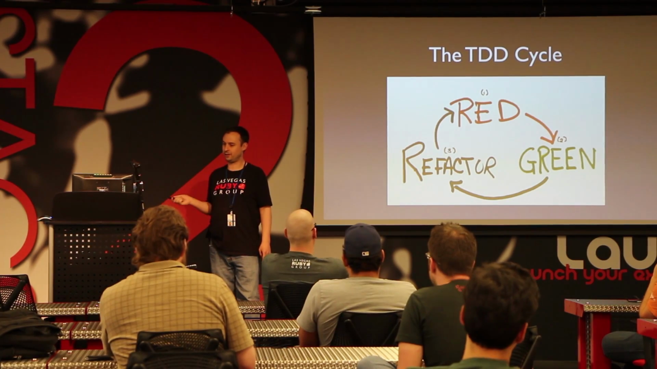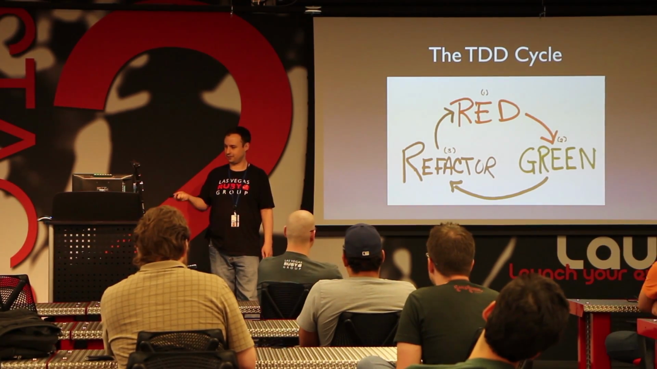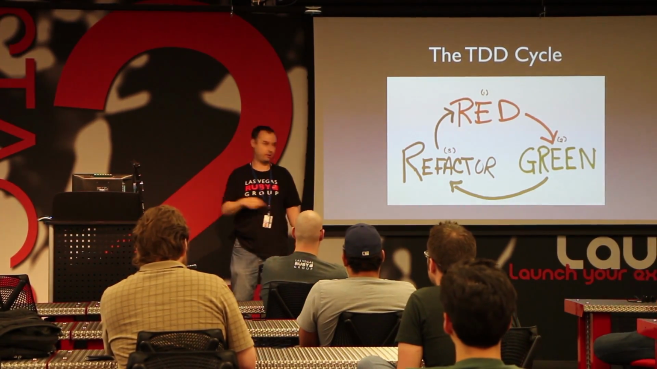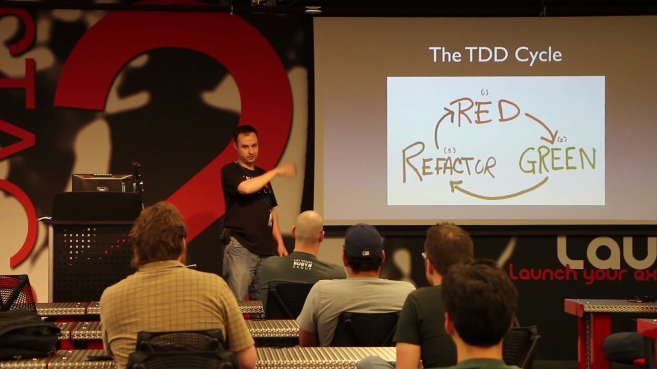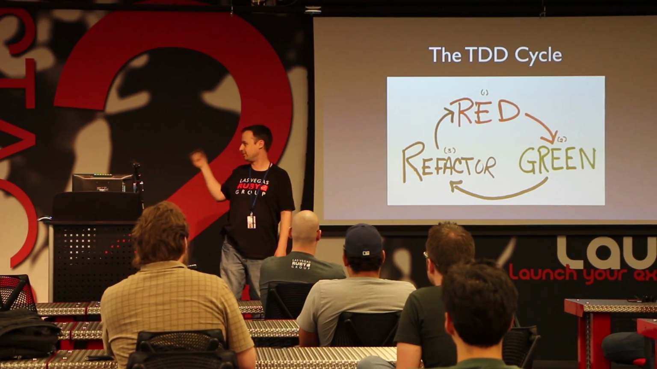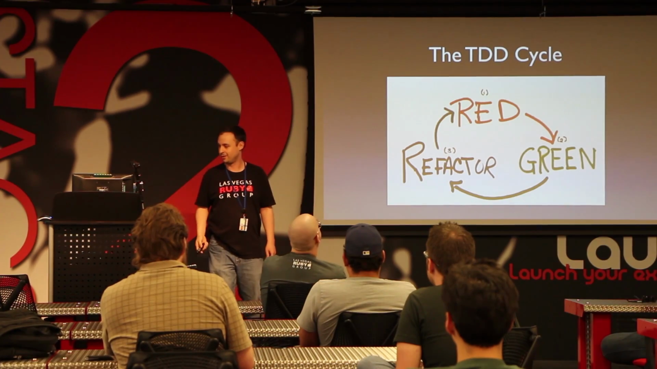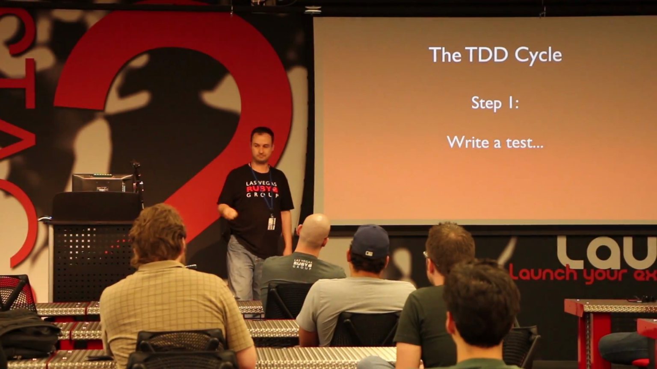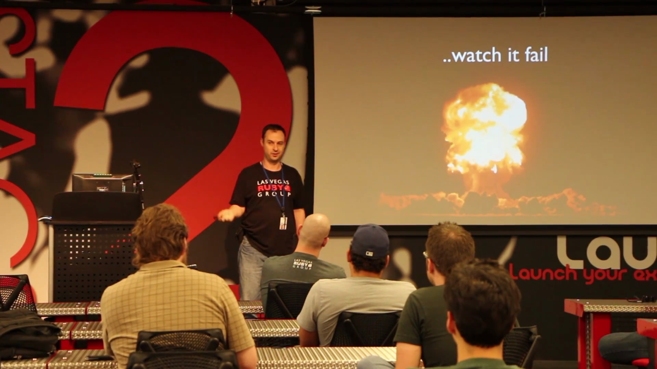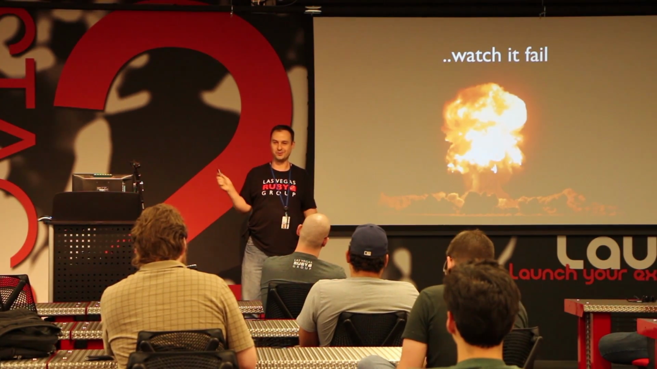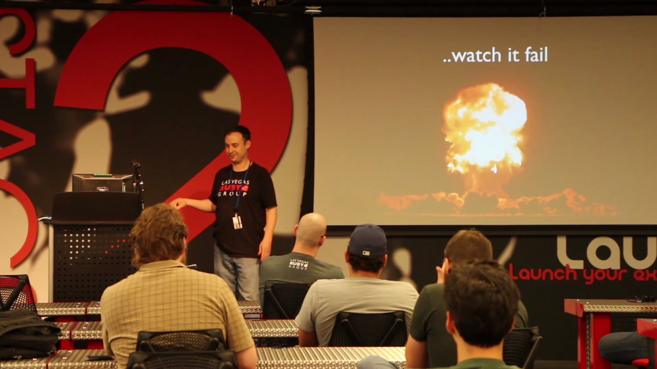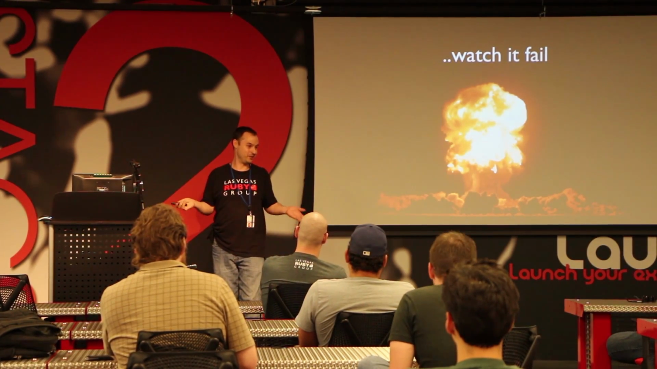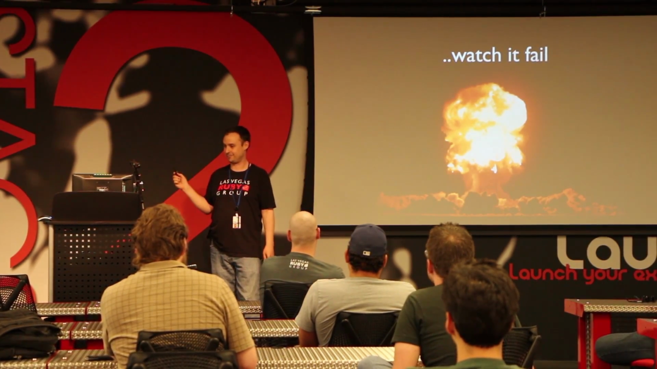So the way TDD works is there's a cycle. Red, green, refactor. Just red, green, refactor over and over again. Burn this into your mind. The first step is you write a test, and then you watch it fail. You'll get to the point where you love seeing your test fail. You know the test is working. You know that you wrote the test right.